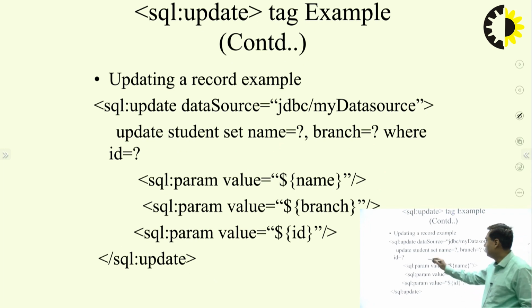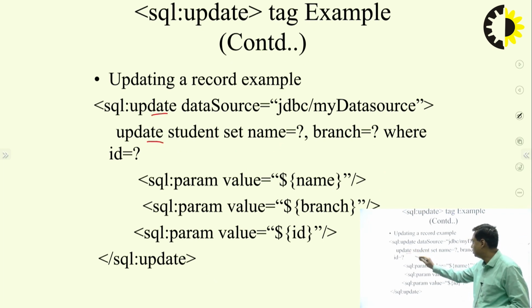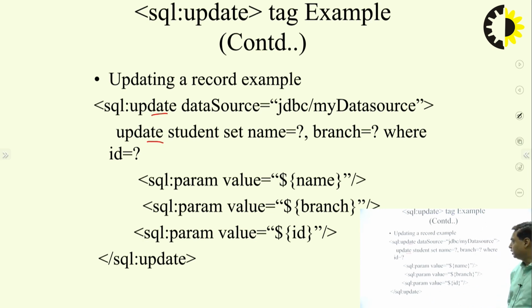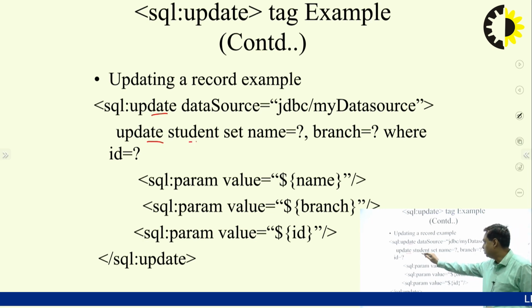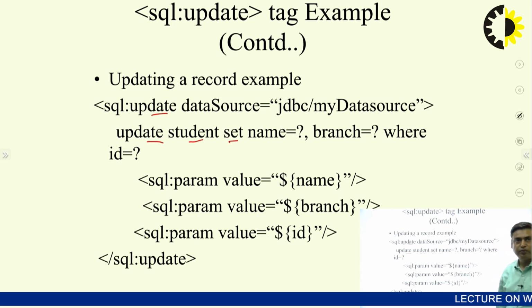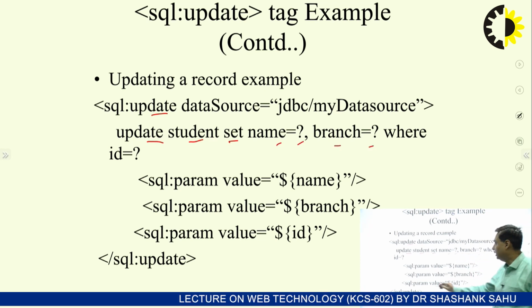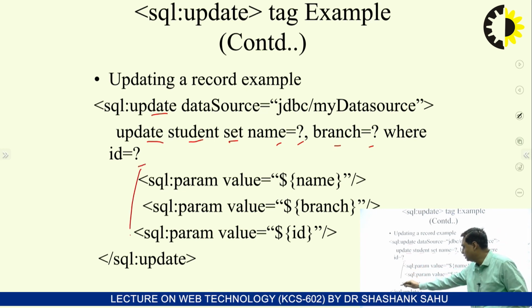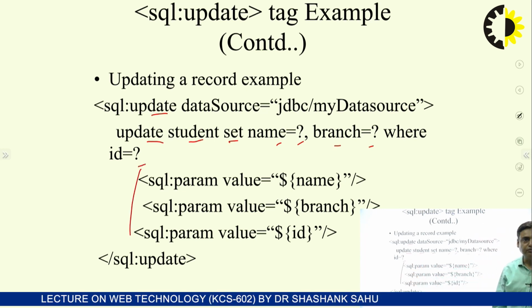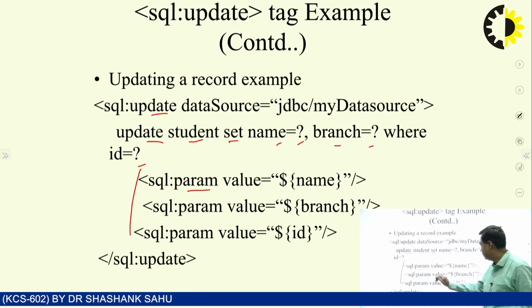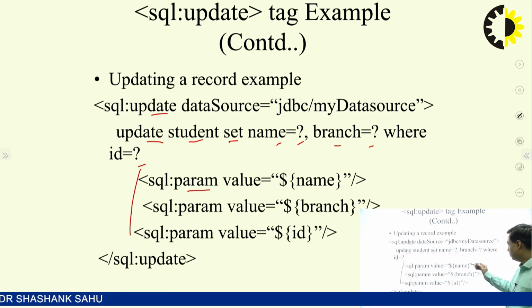Now if you want to update a student record, so we can use name of the table student, then we can use set, because we are going to update fields of one record. Then we are using name question mark, branch question mark, where ID equal to question mark, and then we are using this JSP expression as well as we are using JSP action. Name of the action is here SQL param. Now we are using name, branch and ID.